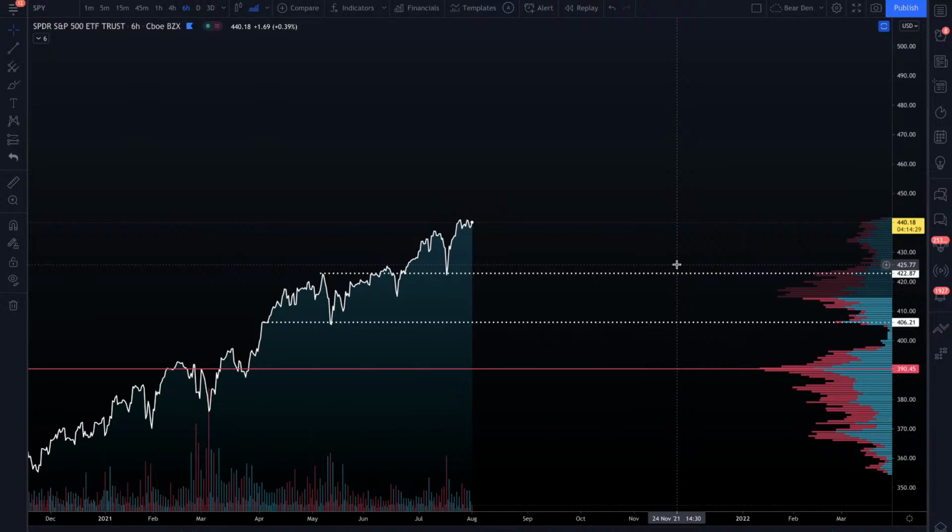Wile E. Coyote ran off the cliff, has not looked down, and therefore is not falling. It seems like Wile E. Coyote only fell when he looked down. If Wile E. Coyote had just kept looking forward and running, he would have been fine. That's what appears to be happening in the markets. People are not looking down and everything appears to be going as normal.